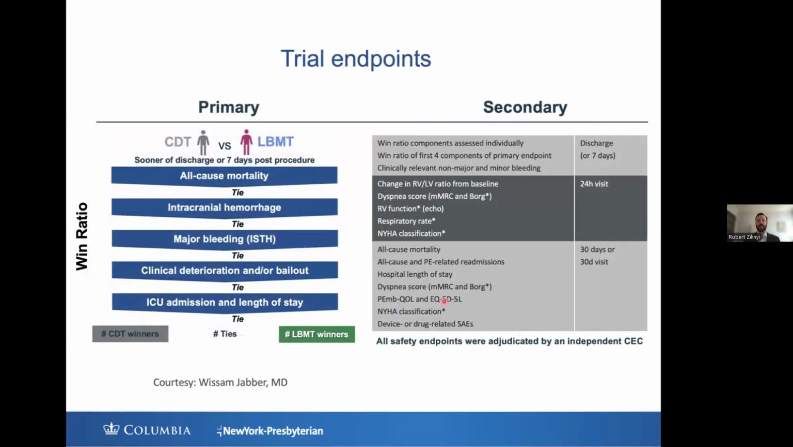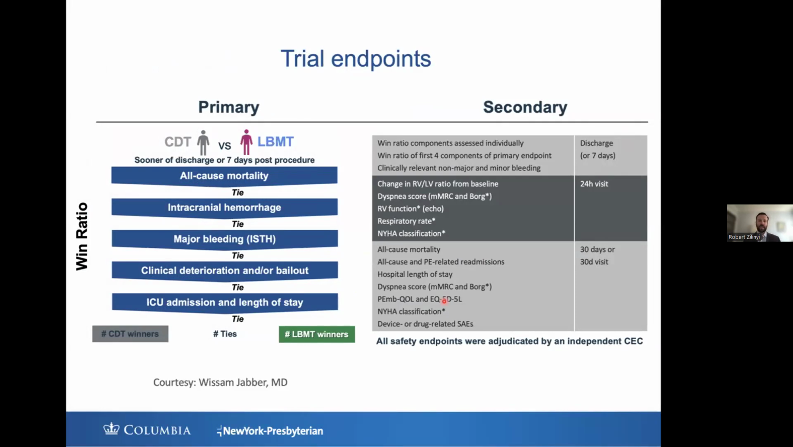The authors in this trial used a hierarchical composite endpoint that included, in order of hierarchy, all-cause mortality, intracranial hemorrhage, major bleeding according to the ISTH scale, clinical deterioration and or bailout, and ICU admission and length of stay. And I don't want to get too into the weeds in terms of the statistics, but this is somewhat of a novel method of statistical analysis that's increasingly being used in device-based randomized trials.